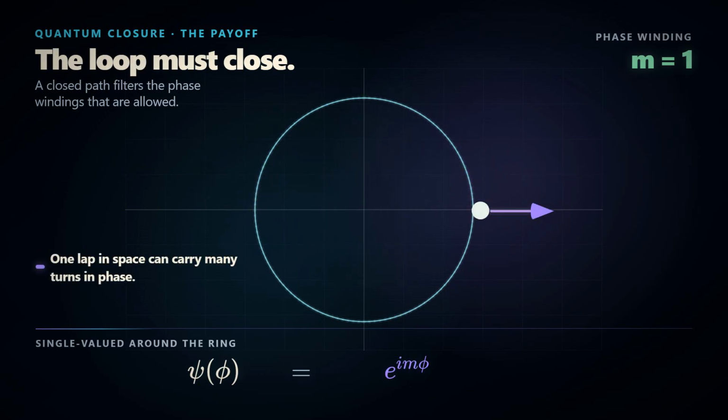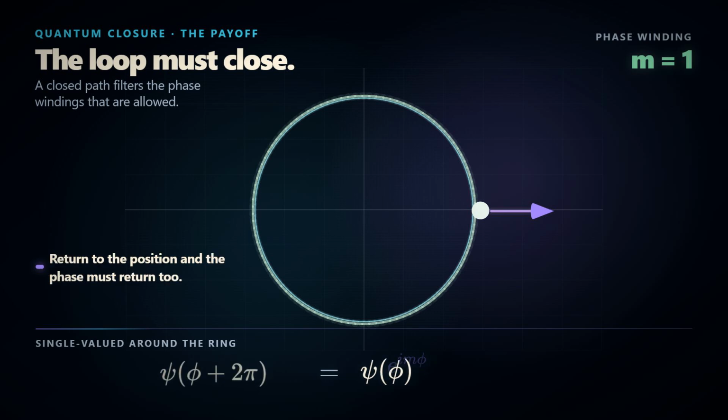Carry this geometry to a simple quantum particle moving around a ring. Trace one lap with position angle phi, while a phase arrow turns m times as fast, giving the phase factor e to the i m phi. Demand an ordinary single-valued wave function. After the position returns to its starting point, its complex value must also match its start.